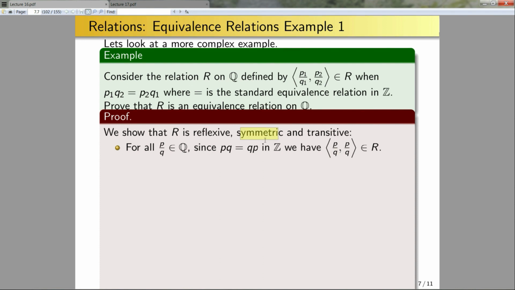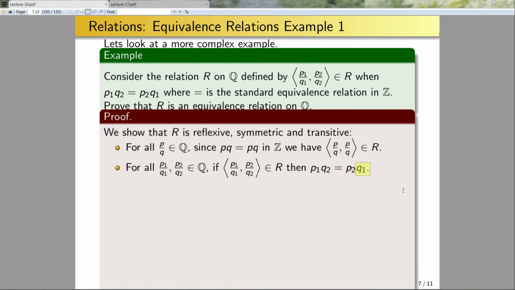Next, we need to show that it's symmetric. So how do we show that something's symmetric? Well, we consider two elements of the set, and I assume that they're related to each other. If this is the case, then since these two things are related, I know that this expression here holds. So explicitly, I know that p1 times q2 is equal to p2 times q1, like so. And from here, I now need to somehow conclude that the relation holds the other way. So how can I do that?